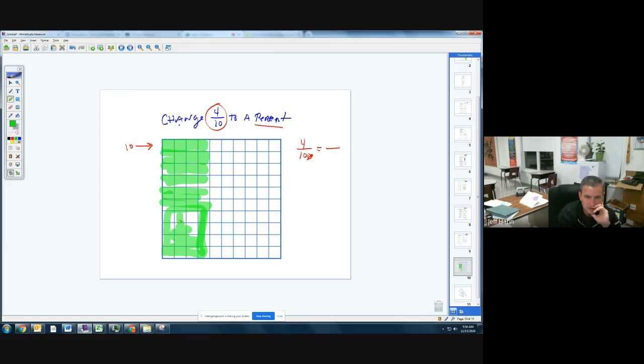So once you shade all of these, you know how many blocks are going to be shaded out of 100. So what do you have? 4 times 10. You get 40 out of 100 blocks are shaded. So 4/10 is the same as 40%.